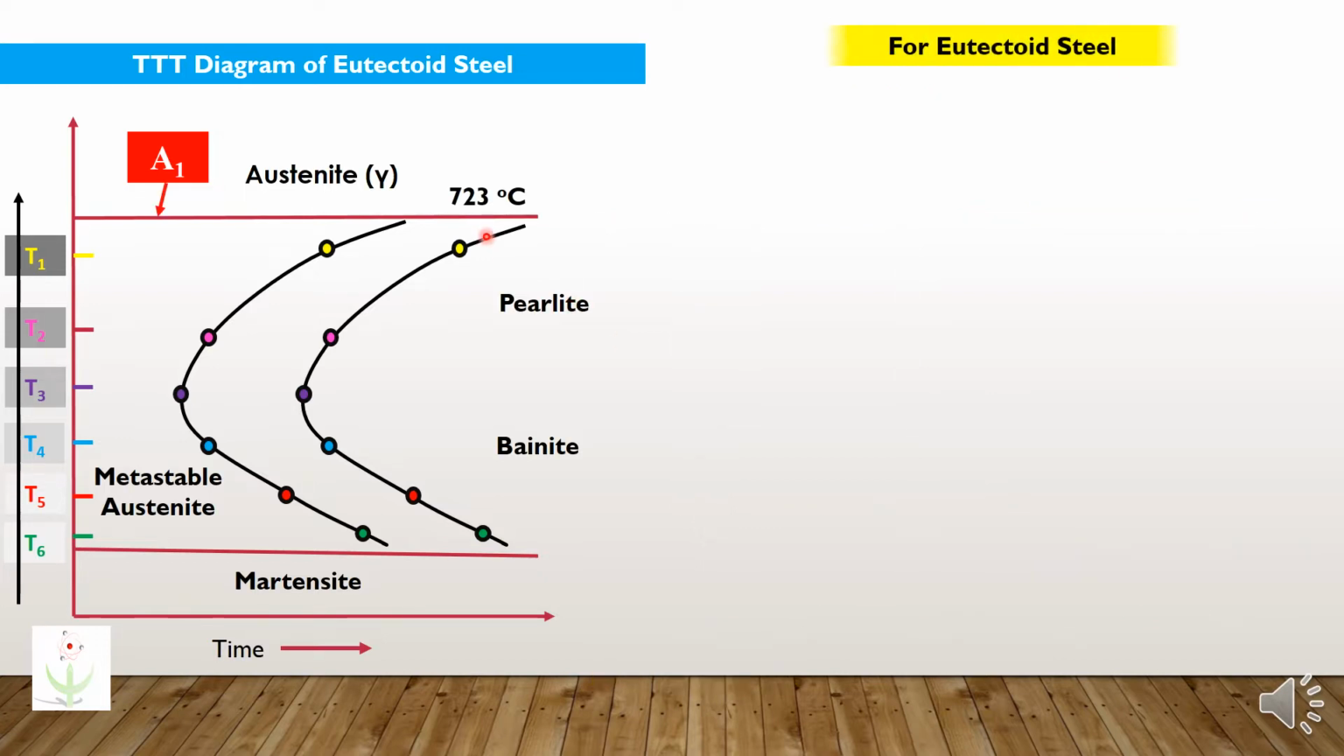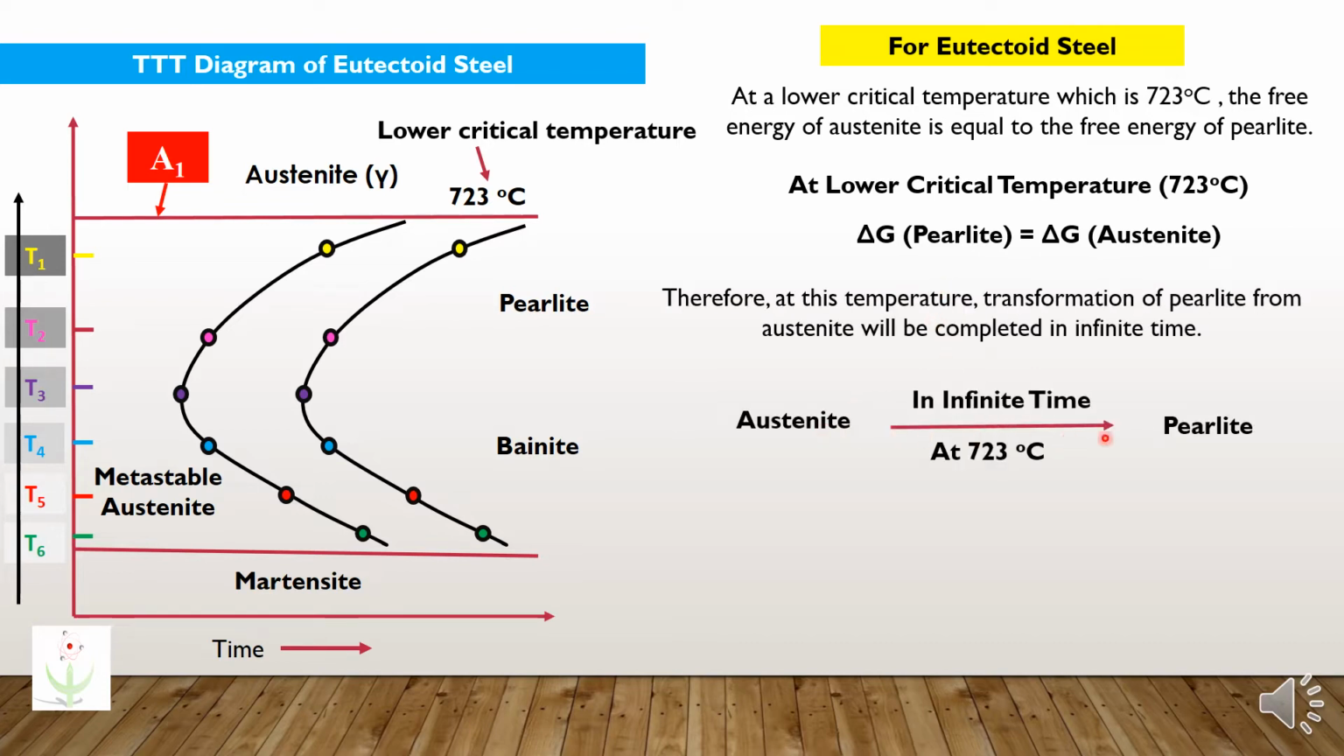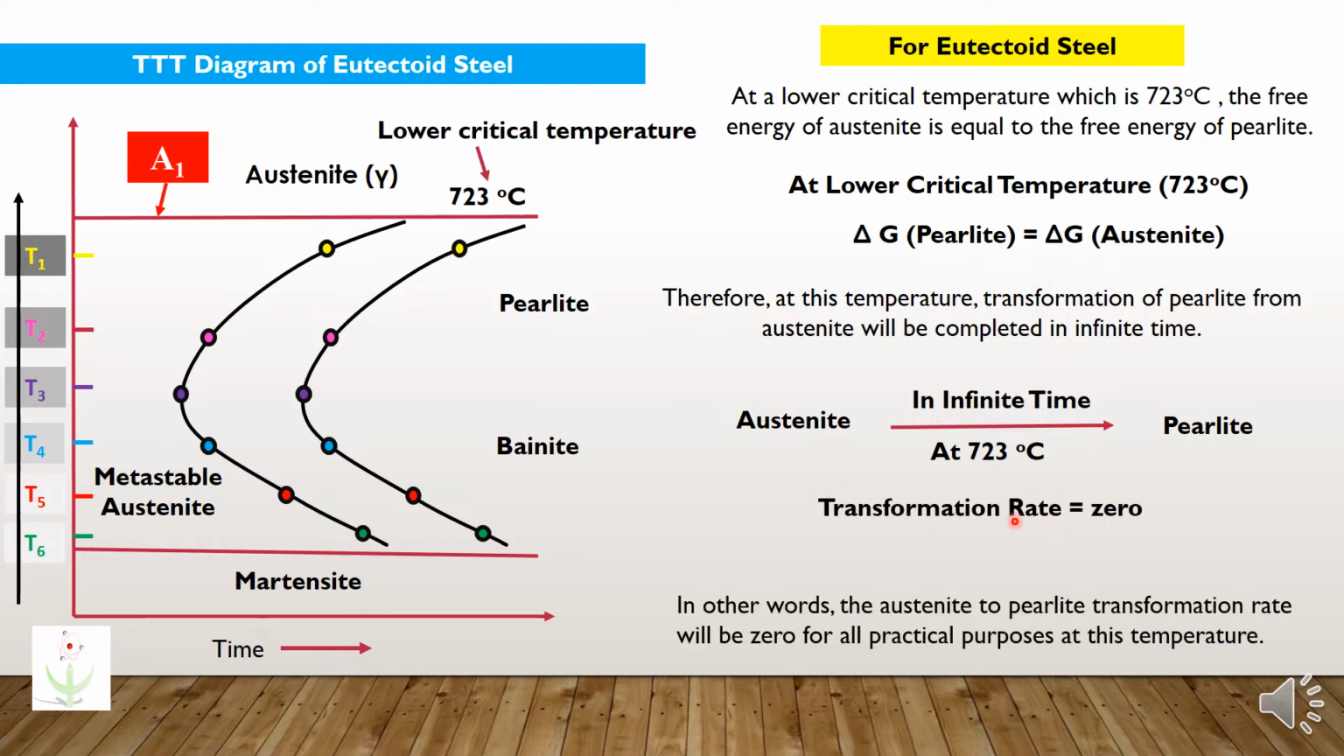At the lower critical temperature, which is 723 degrees centigrade, the Gibbs free energy of austenite is equal to the Gibbs free energy of pearlite. Therefore, the austenite to pearlite transformation will complete in infinite time at this temperature. In other words, the austenite to pearlite transformation rate will be 0 for all practical purposes at this temperature. Therefore, it is essential to undercool the austenite below the lower critical temperature for the transformation to start.